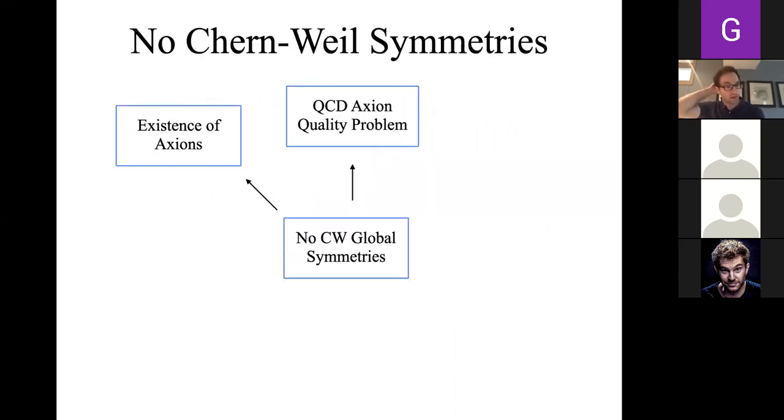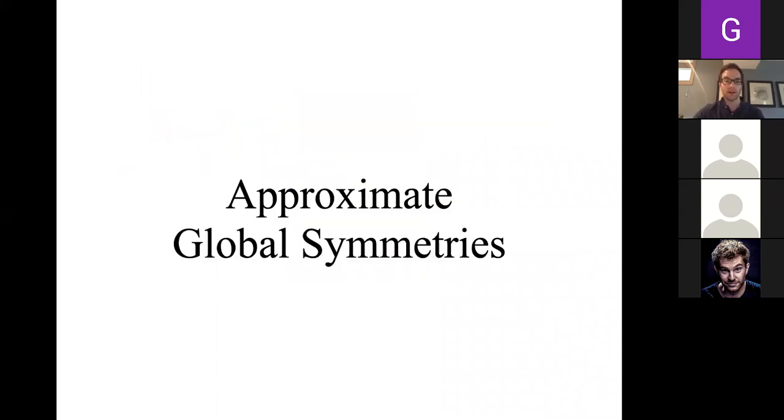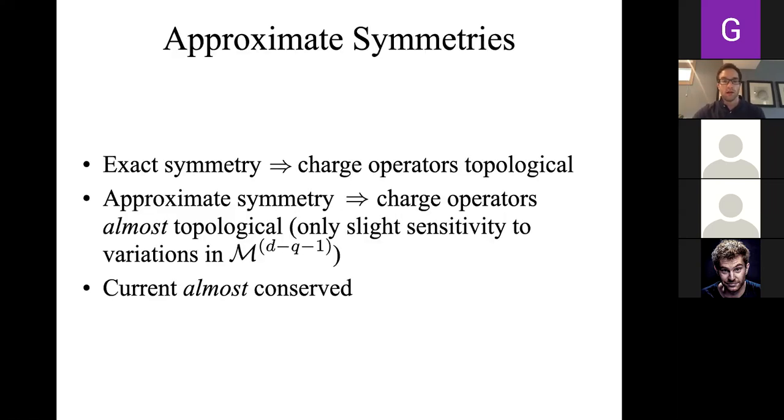So we've seen then that the absence of these Chern-Weil global symmetries in quantum gravity may actually have some interesting implications for axion physics. Finally, let me talk a little bit about approximate global symmetries. Approximate global symmetries are a little bit harder to define than an exact global symmetry.